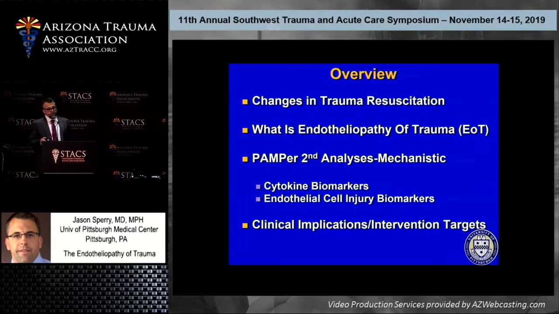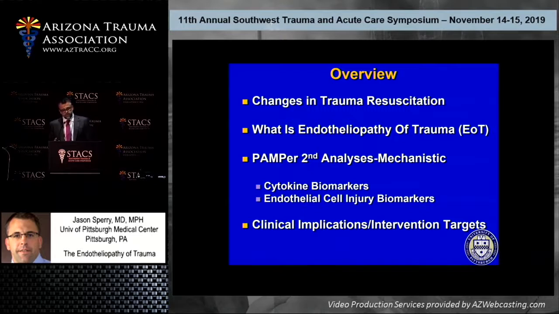Real quick, an overview. We're going to talk quickly, because I had some slides in the last talk, about changes in trauma resuscitation over the last 1 to 2 decades. What is endotheliopathy? This is sort of a new buzzword that maybe you're less familiar with, maybe you are. And then look relatively quickly at some PAMPer secondary analysis, not from a clinical standpoint, but from some biomarker measurement standpoints: cytokines and endothelial cell markers, what they may be showing and how they relate to the endotheliopathy of trauma. And maybe talk about some clinical implications or intervention targets where we can intervene in the future and how this work may help.